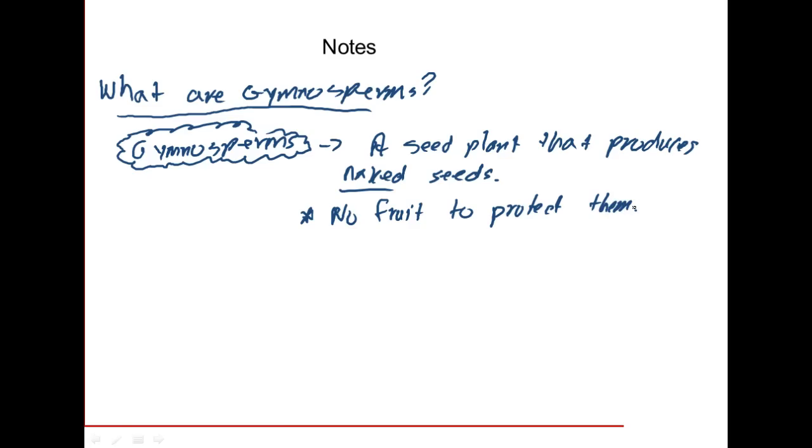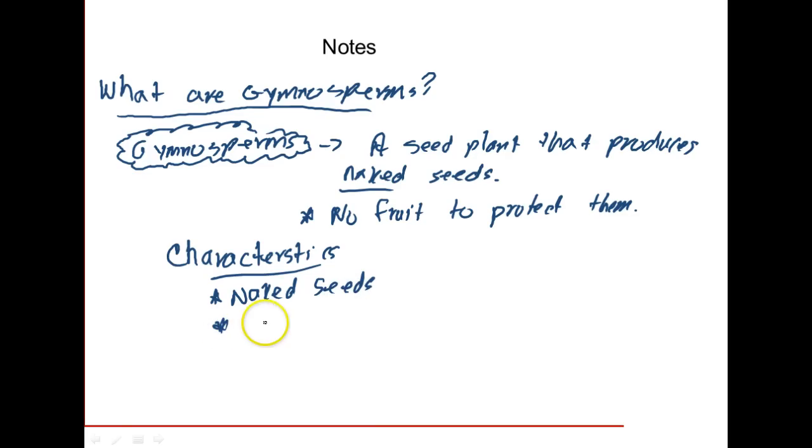And when we get into the angiosperm section, you're going to discover that apples and oranges and lemons, they all have a fruit that's protecting the seed. The gymnosperms do not, and so oftentimes we refer to them as being naked. Now, along with being naked, there are some characteristics that all gymnosperms share.